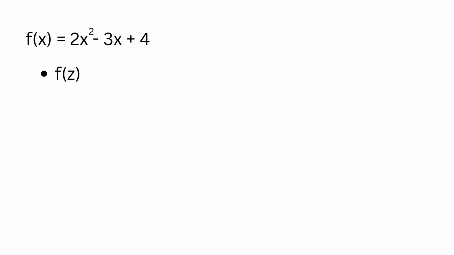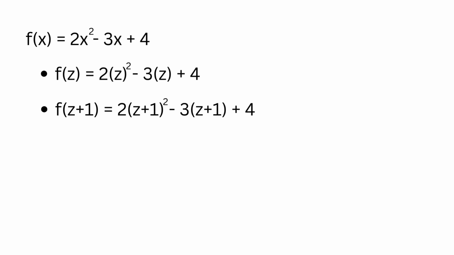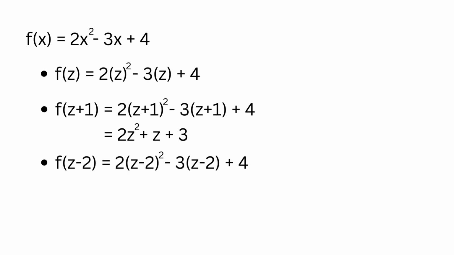Next, f of z equals 2 into z squared, minus 3 into z, plus 4. And f of z plus 1 equals 2 into z plus 1 squared minus 3 into z plus 1 plus 4, equals 2z squared plus z plus 3. And the last one is f of z minus 2 equals 2 into z minus 2 squared minus 3 into z minus 2 plus 4, equals 2z squared plus z plus 3.